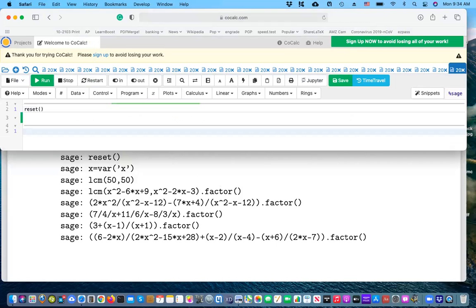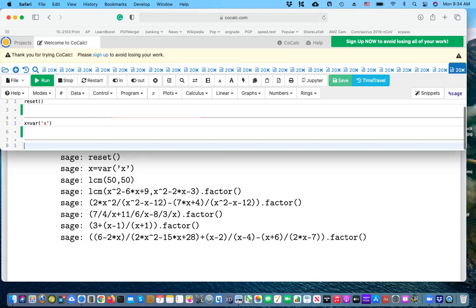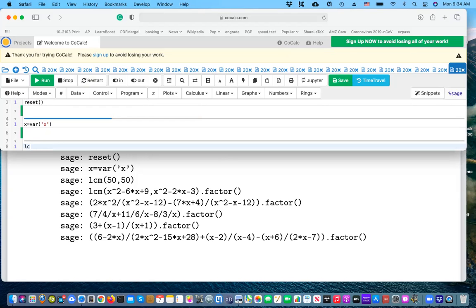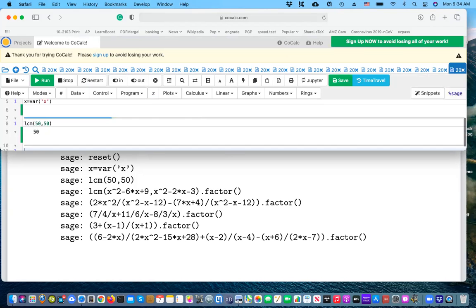Remember, shift return. I'm going to say x is a variable. We've done this many, many times before, and I'm hoping you're catching on. All right. And then LCM. LCM stands for least common multiple. It's a function call. 50-50. Right? Put this over here. Well, that makes sense. Let me try another one.